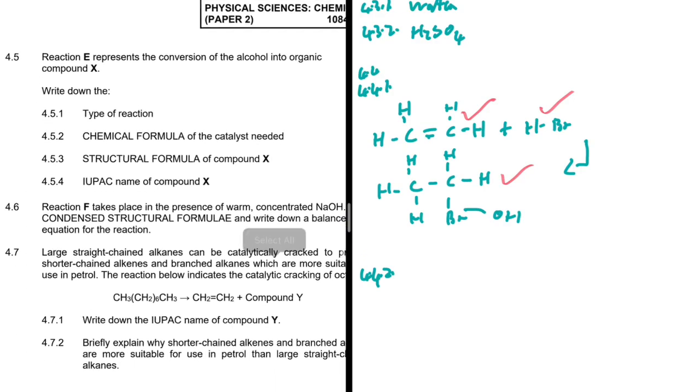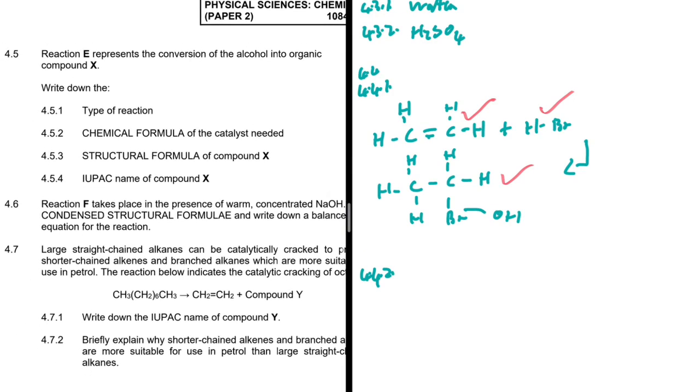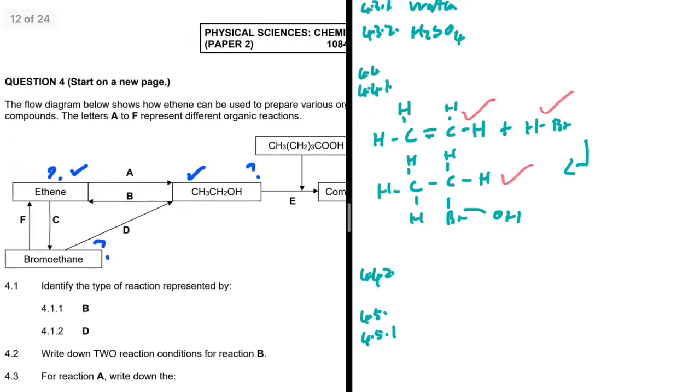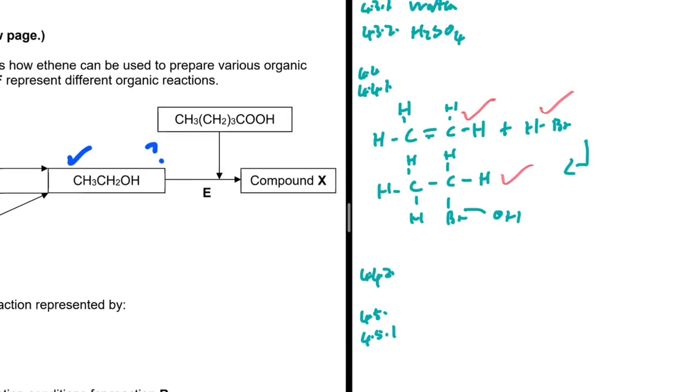4.5, let's go ahead and take a look. So we are now concentrating on reaction E. Okay, let's see what the first question says. Type of reaction. Reaction E represents the conversion of the alcohol into organic compound X. So we start with an alcohol, as we can clearly see, and then we add what looks like an acid to get compound X.